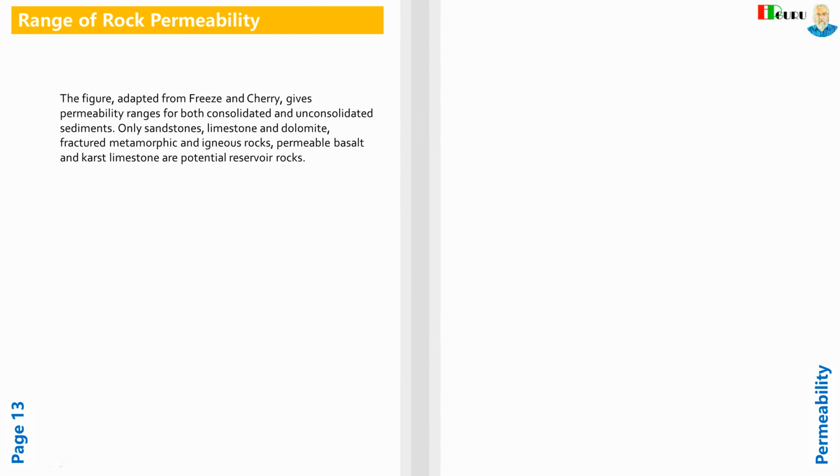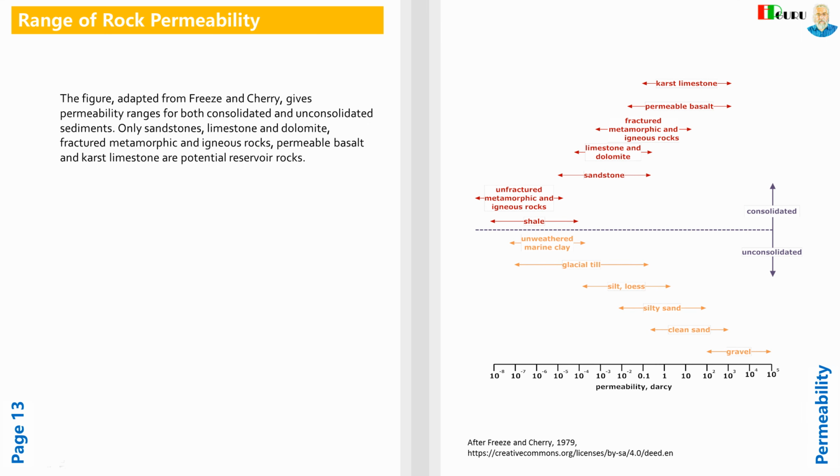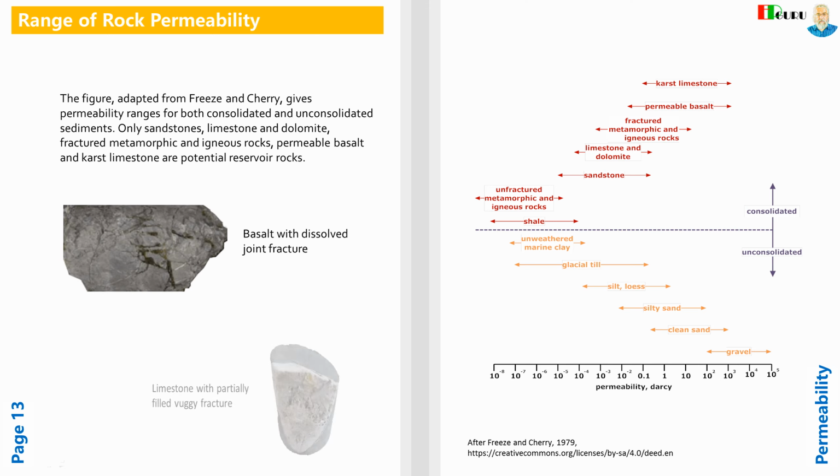The figure, adapted from Freeze and Cherry, gives permeability ranges for both consolidated and unconsolidated sediments. Only sandstones, limestone and dolomite, fractured metamorphic and igneous rocks, permeable basalt and karst limestone are potential reservoir rocks.